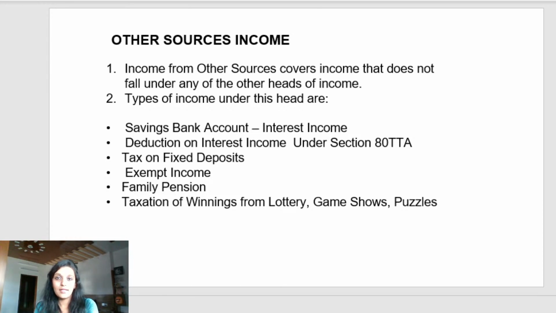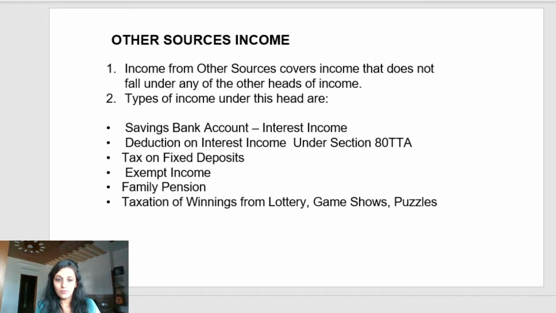In case you have received fixed deposit interest income, and it is reflecting in Form 26AS, the bank sometimes deducts TDS on that. So if it is reflecting in Form 26AS, then include that income in the other sources head also. Another income will be your exempt income.